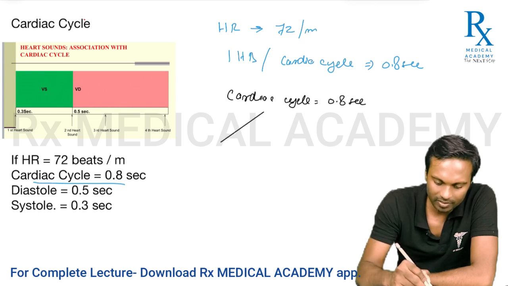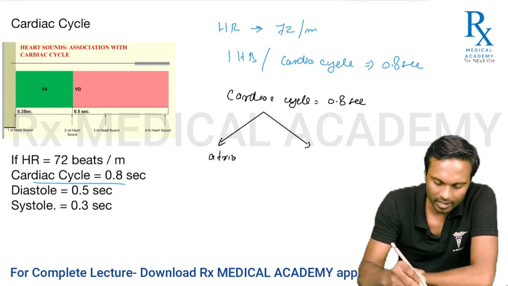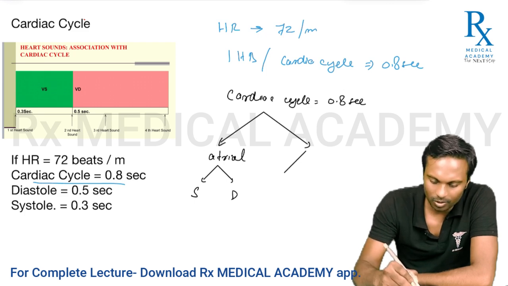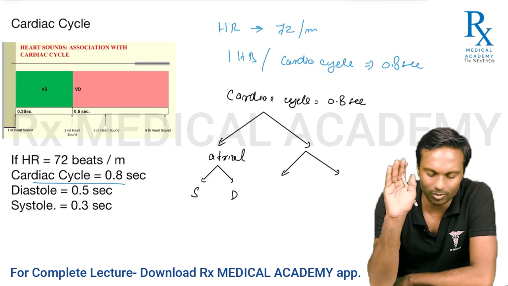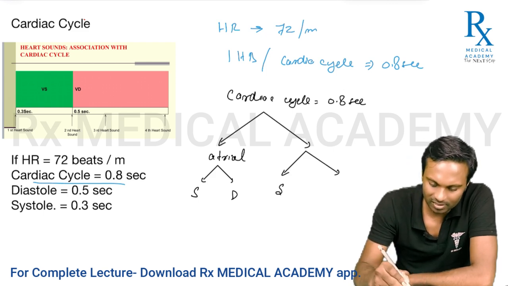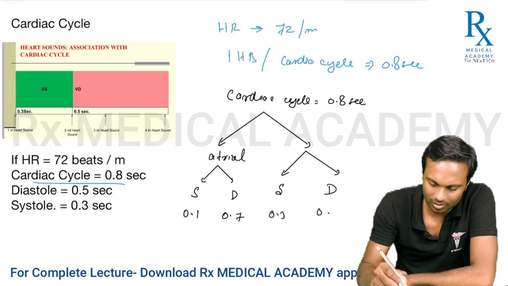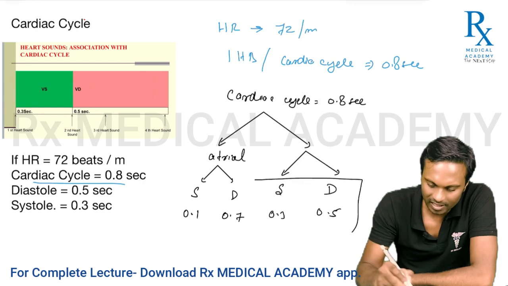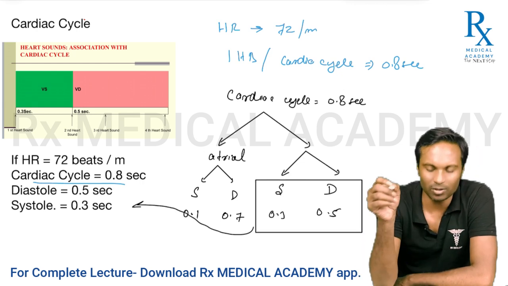You have atrial events as well as ventricle events. Atria will also contract and relax, so you have systole, you have diastole. Ventricle will also contract and relax. In general, when we say systole, we mean ventricular systole. So this has systole, this has diastole. This is 0.1 second, this is 0.7 second, this is 0.3 second, this is 0.5 second. So this has to be understood. We will apply this knowledge in the upcoming part of the slides.